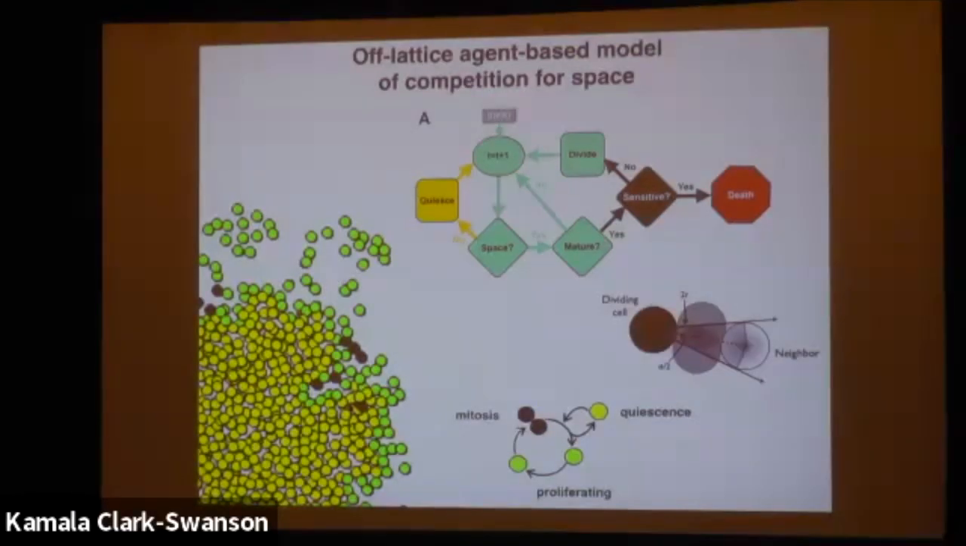And so the tool I'm going to use here is just this simple off-lattice agent-based model. Cells go through this diagram at the top, and if there's space for them to divide, once they are mature, once they hit their clock, they will divide, unless there's a drug and they're sensitive to that drug, and then they might die. If there is no space, they'll go into a quiescent state until there is space. So pretty simple stuff.